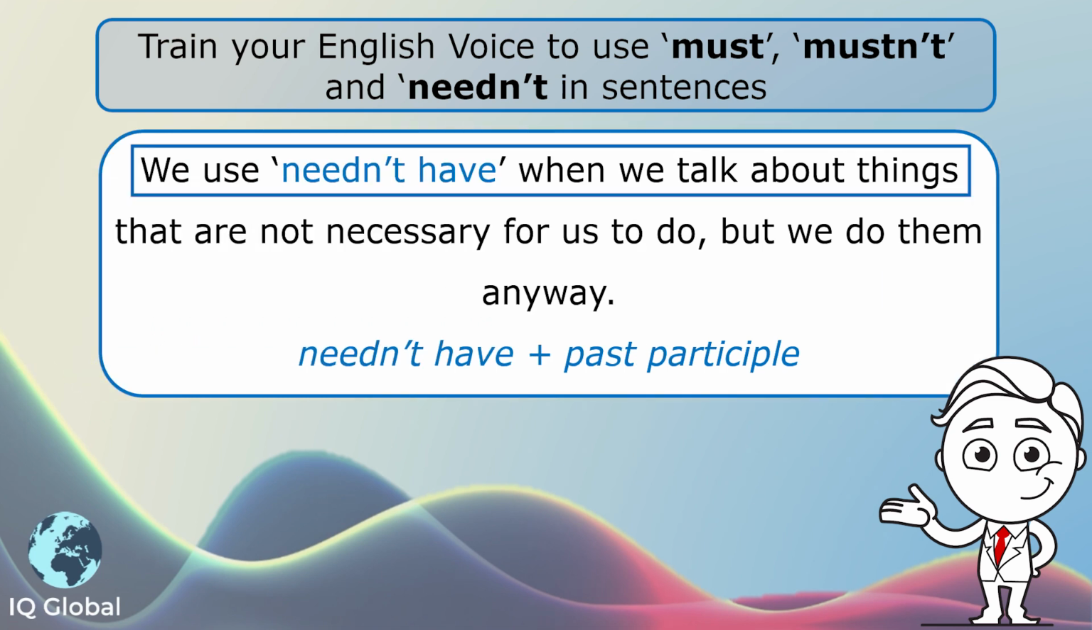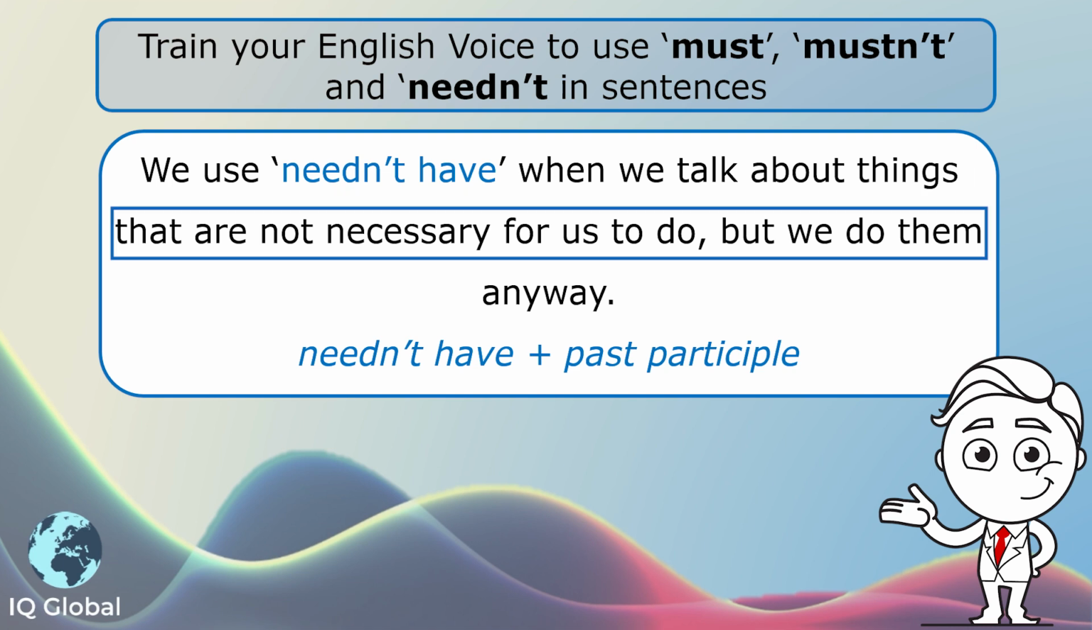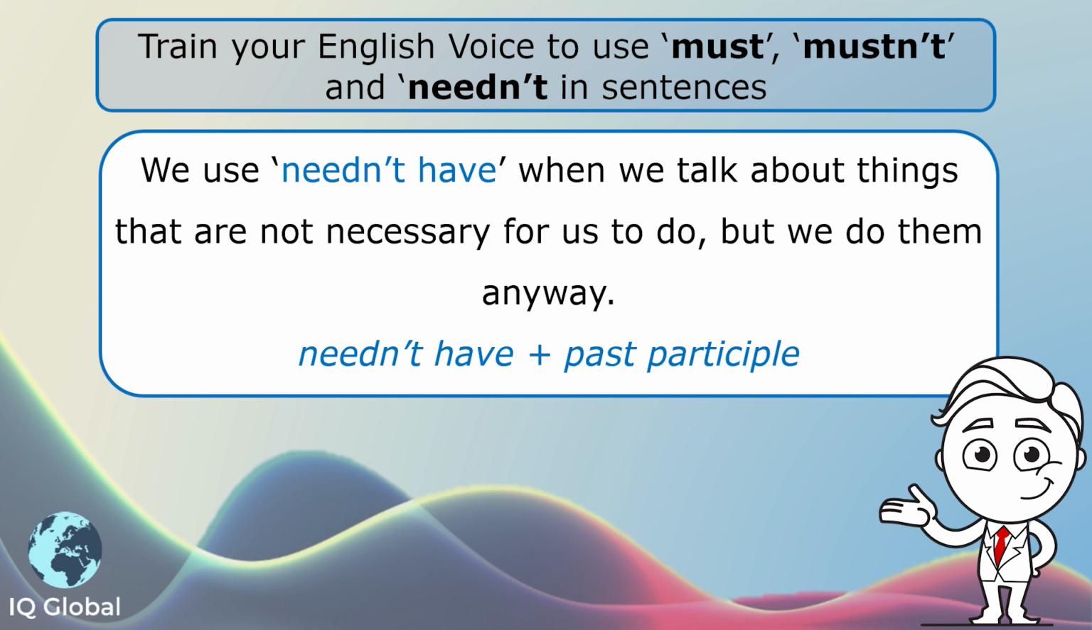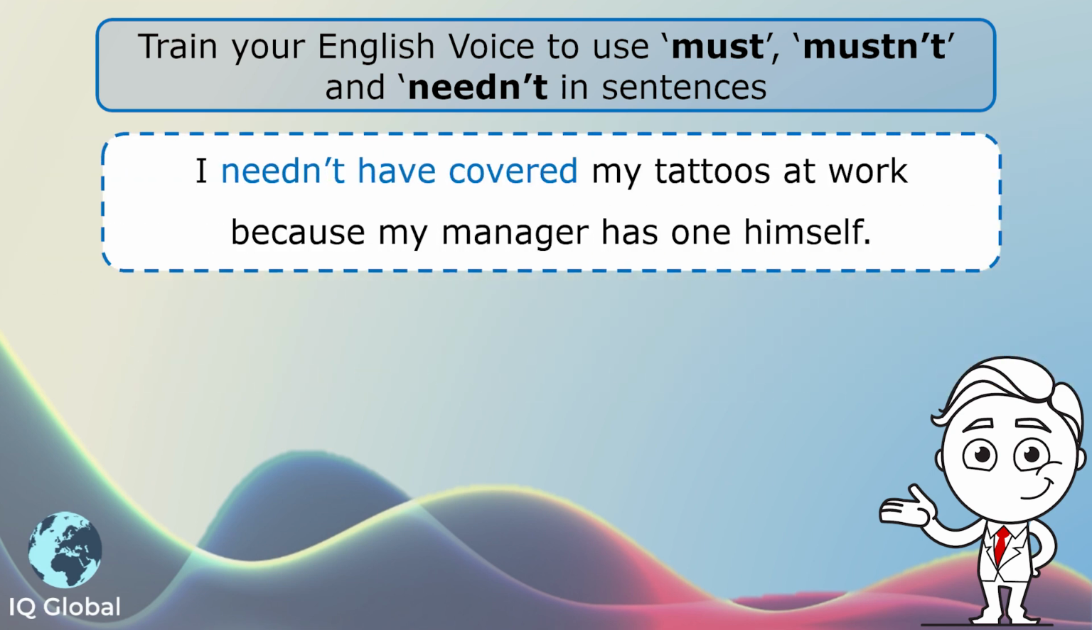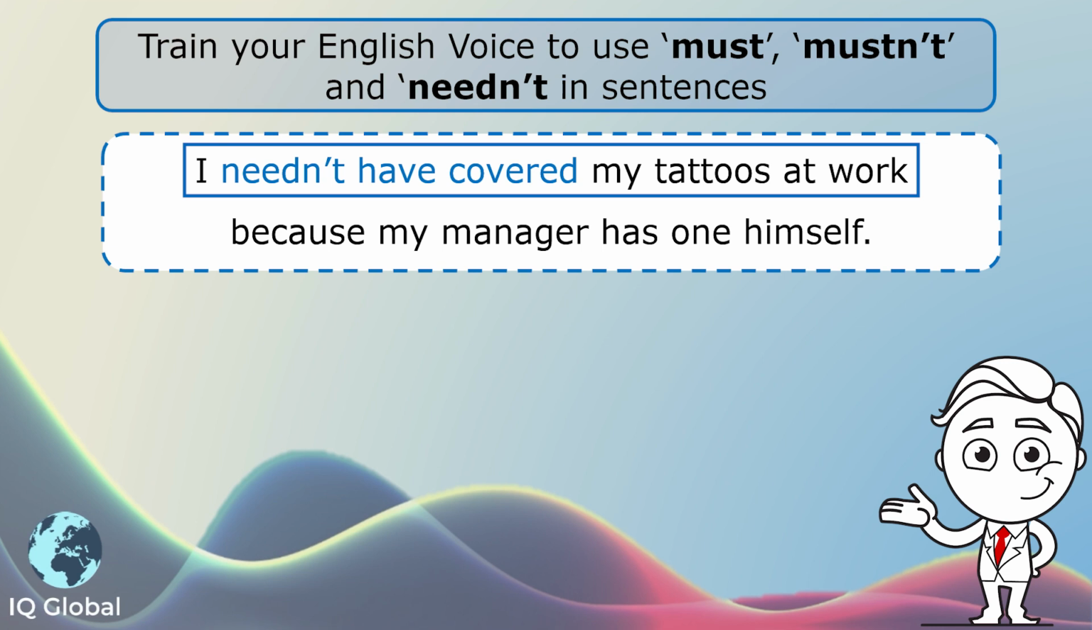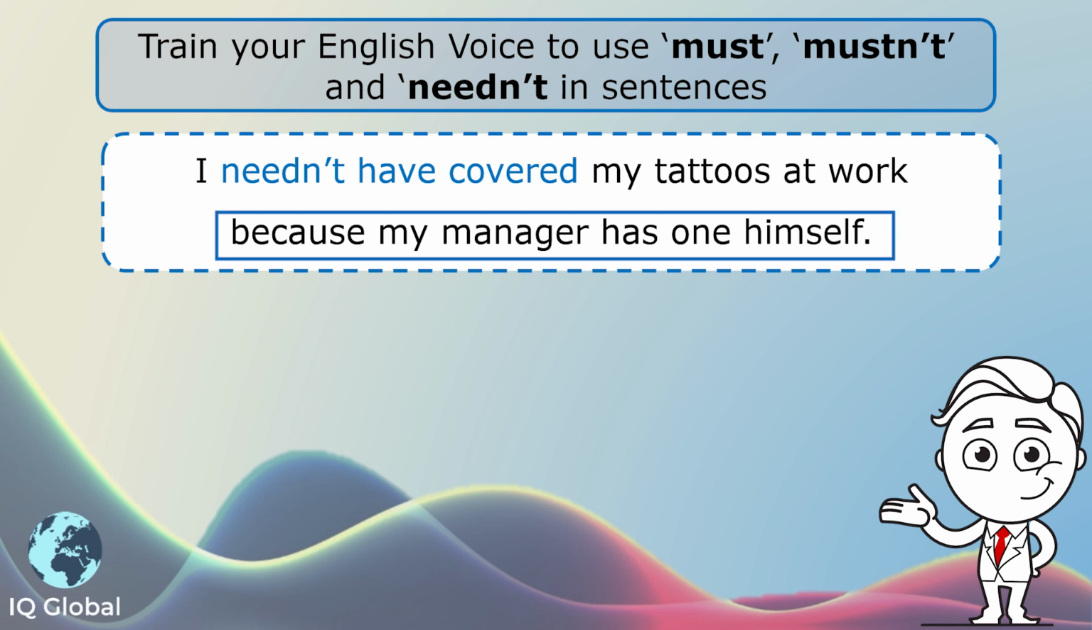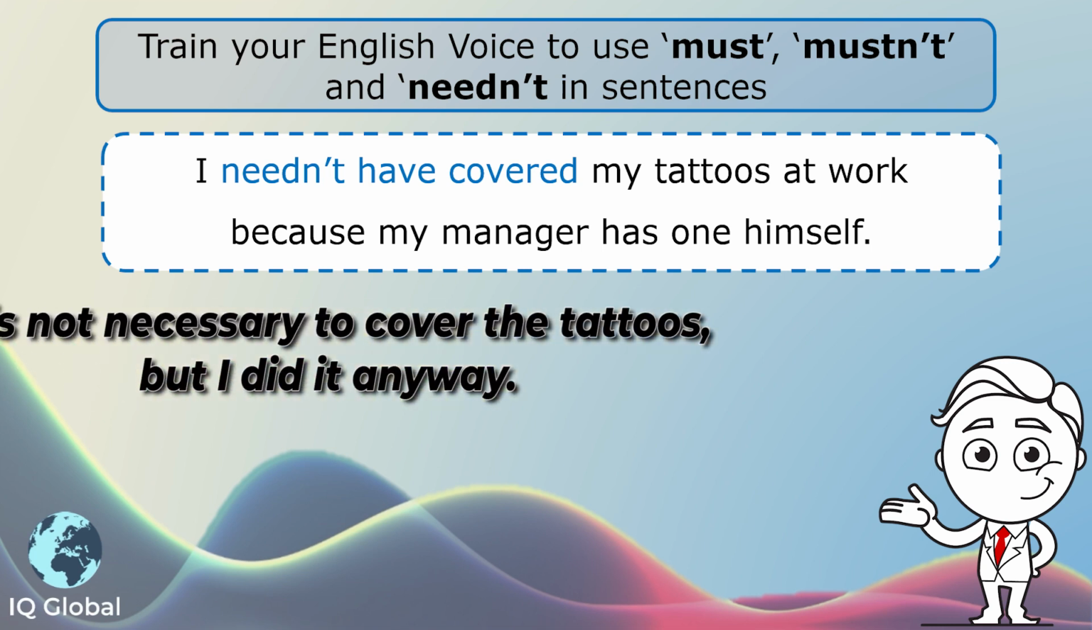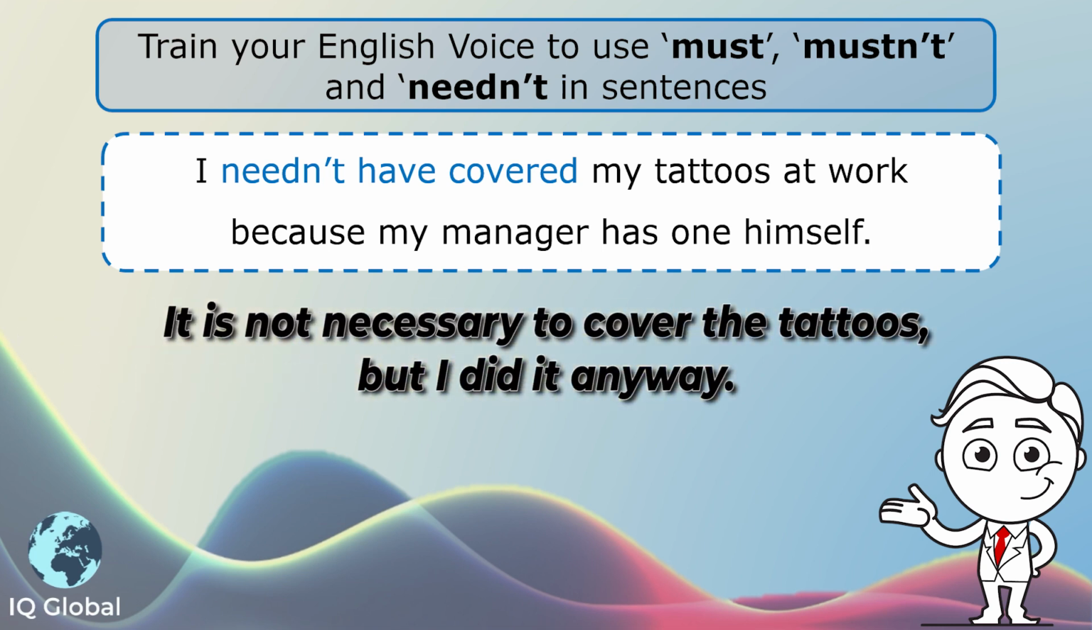We use needn't have when we talk about things that are not necessary for us to do, but we do them anyway. So here we have needn't have plus past participle. So have a look at the sentence example. I needn't have covered my tattoos at work because my manager has one himself. So it is not necessary to cover the tattoos, but I covered my tattoos anyway.